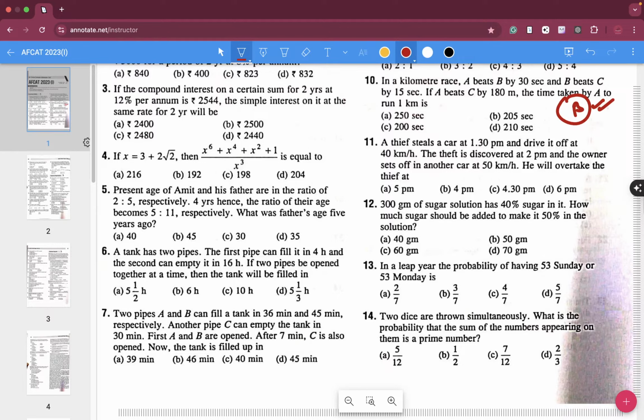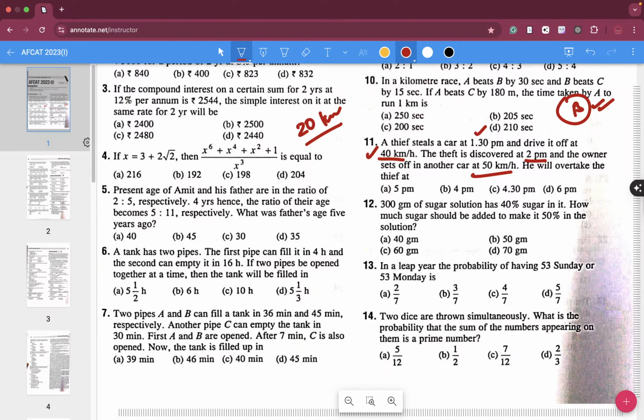Question 11 is a very similar question. A thief steals a car at 1:30 p.m. and drives it at the speed of 40 km/h. If the thief is discovered at 2 p.m. and the owner sets off in another car at the speed of 50 km/h, he will overtake the thief at? In half an hour, the thief has got a free run, so he has taken an advantage of 20 kilometers.